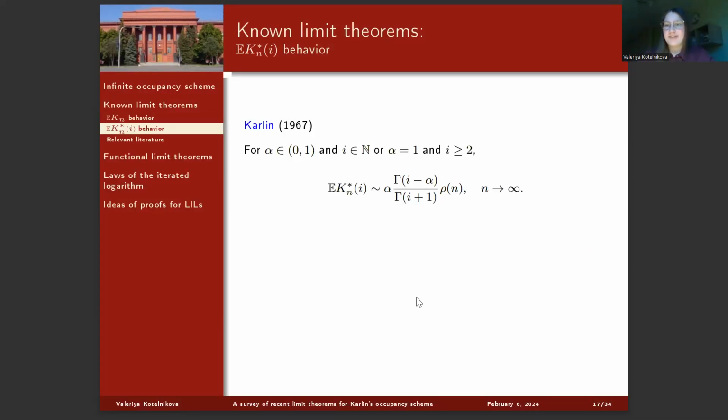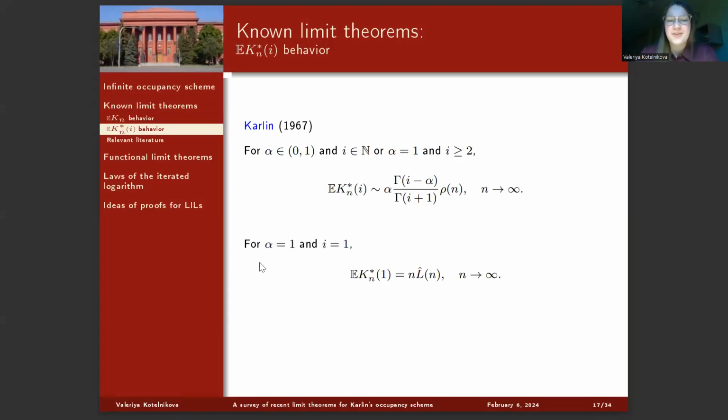And we can move now to results for small counts. They were also proved by Karlin. He showed that when alpha is from the open interval from 0 to 1 and I is any positive integer, or when alpha is 1 and I is at least 2, then the behavior is pretty much the same. It's just the counting function rho times this constant, and here gamma is the gamma function. For alpha equal to 1 and I equal to 1, he showed that the mean of the small count in this case is n times this function L hat, which we defined on the previous page.